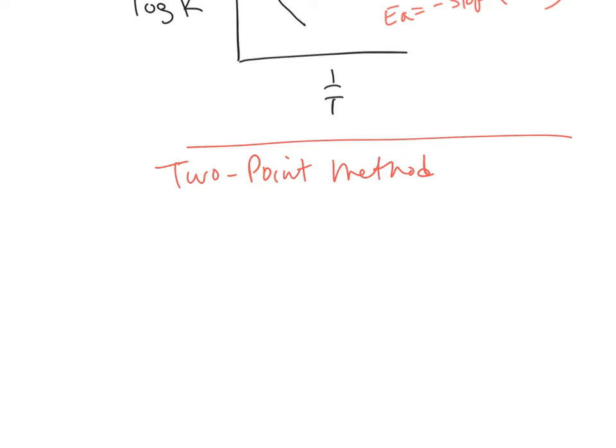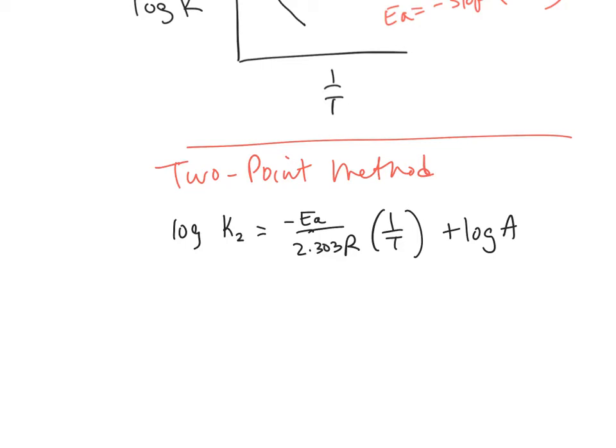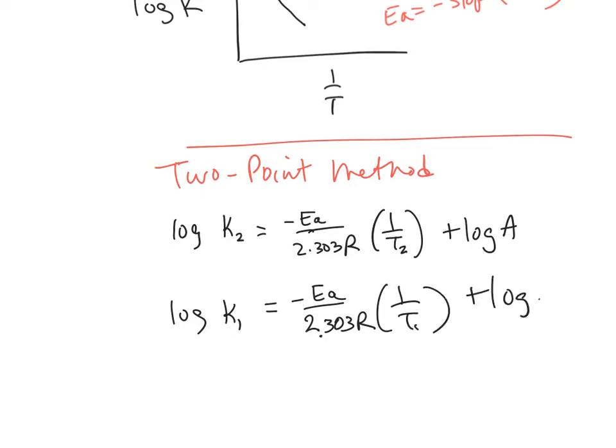So if we took the logarithm of the Arrhenius equation and we did it twice for 2 different data sets, we would have the logarithm of k2, rate constant 2, is equal to negative Ea over, sorry, forgot my 2.303R there, times 1 over T2, plus the logarithm of A. Then we could have a similar equation for T1 and k1, temperature 1 and rate constant 1, and that would be equal to negative Ea over 2.303R, 1 over T1, plus logarithm of A.